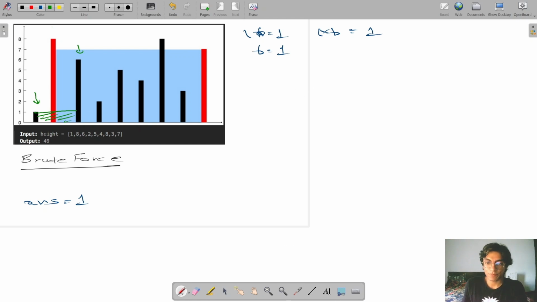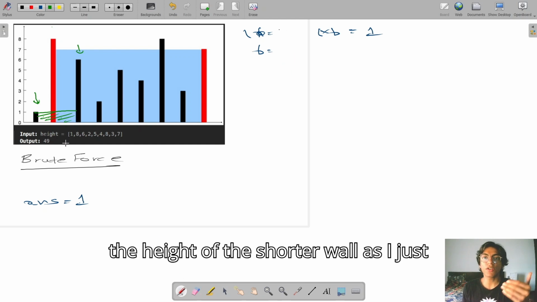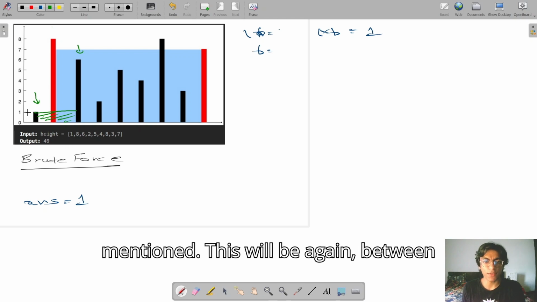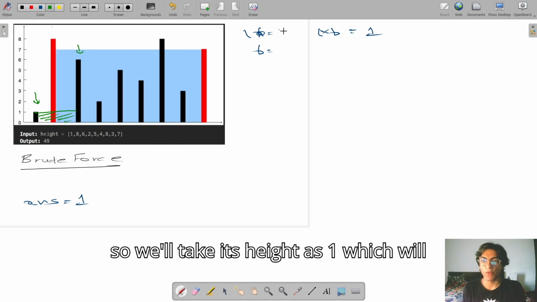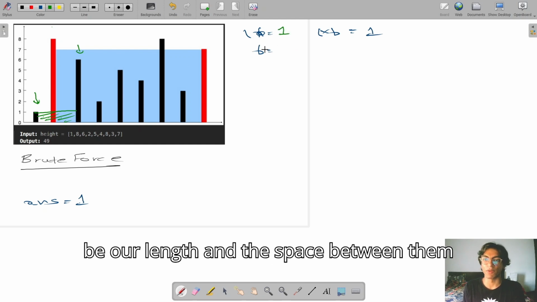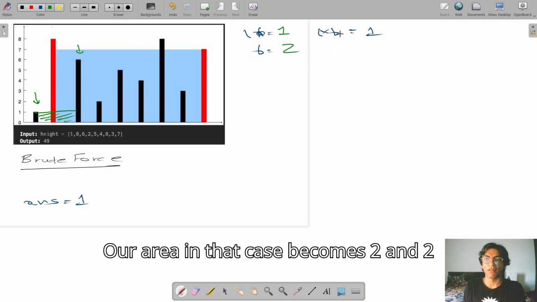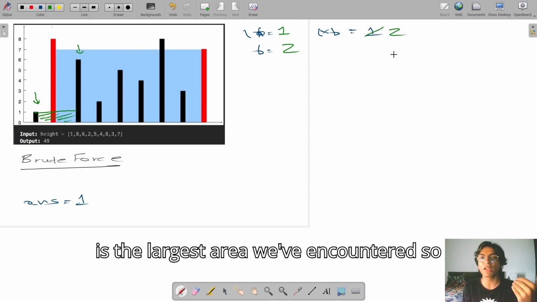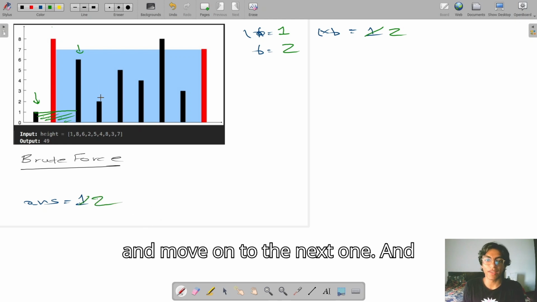In this case, the length would be the height of the shorter wall, as I just mentioned. Between the two of them, the left wall is shorter, so we'll take its height as 1, which will be our length, and the space between them is 2. Our area in that case becomes 2, and 2 is the largest area we've encountered so far. So we'll update that and move on to the next one.